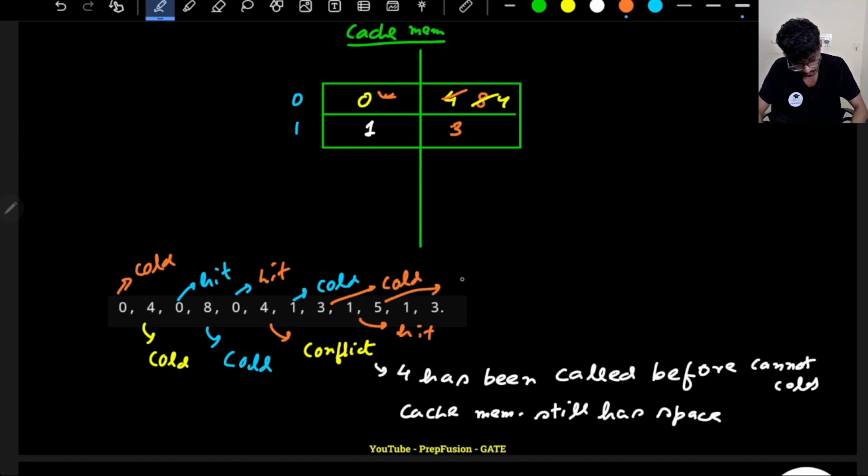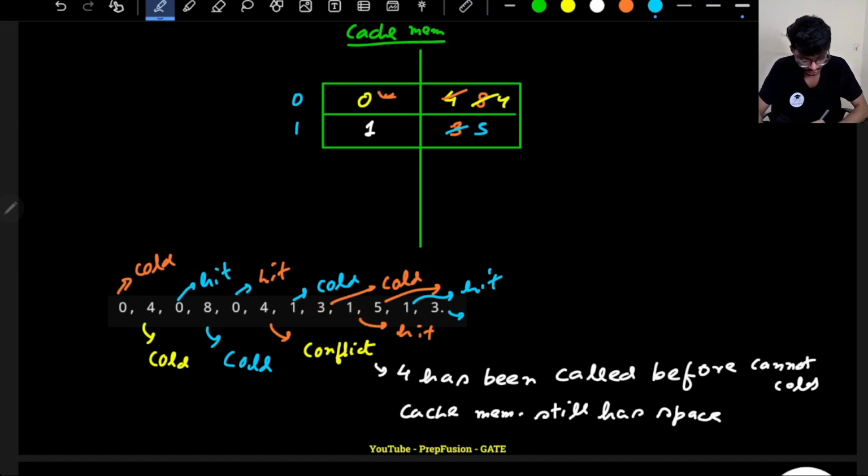Again I am calling 5, so 5 will be placed where? 5 will be placed in the set number 1. And which one will I replace? Just before 5 I just called 1, so 3 is the least recently used, so 3 will be replaced with 5 and 5 will be a cold miss because I have never called 5 before. Now 1 is a hit again, right? 1 is already present, so 1 is a hit.